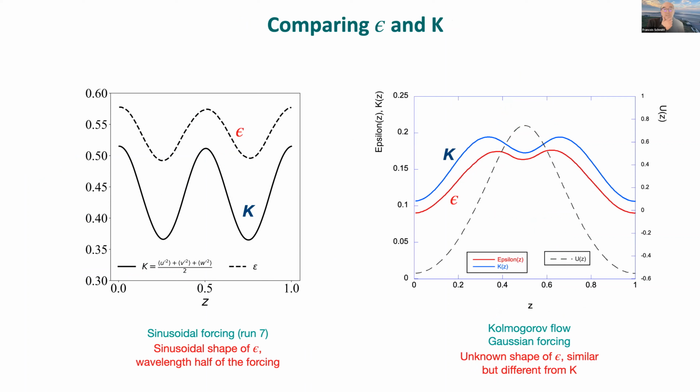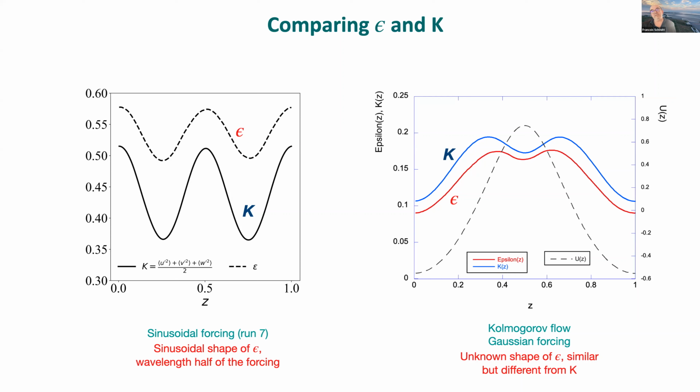It's also interesting to see what the shape of epsilon and k is. On the left, we have the sinusoidal forcing, at around 7. We see that epsilon and k still have a sinusoidal shape with a wavelength which is half of the forcing. But for the Kolmogorov flow with the Gaussian forcing, we have a shape which is unknown. We don't have the analytical expression for this curve.